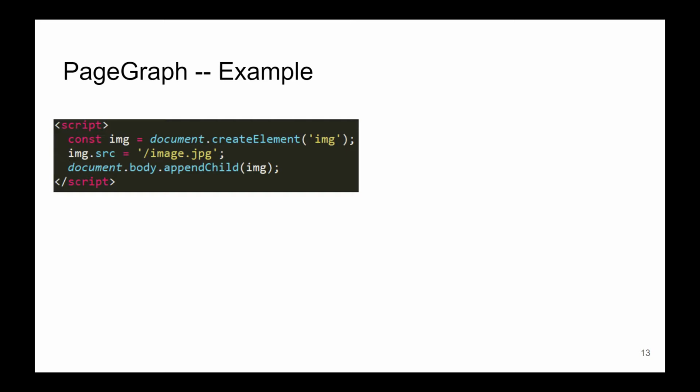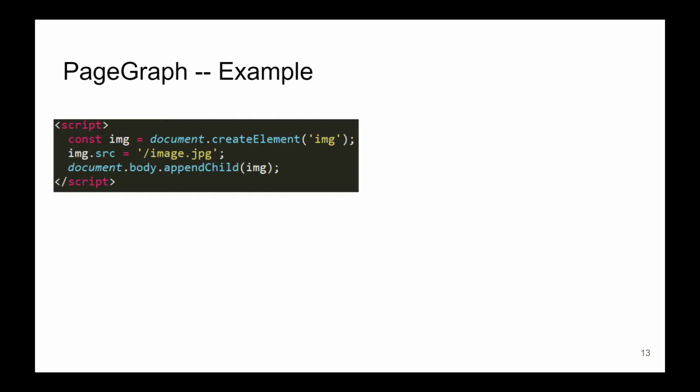And I will now give you an example to hopefully give some intuition of how PageGraph would work. So imagine we have this script tag. It consists of creating an image element, setting the source attribute to it, and appending it to the DOM.